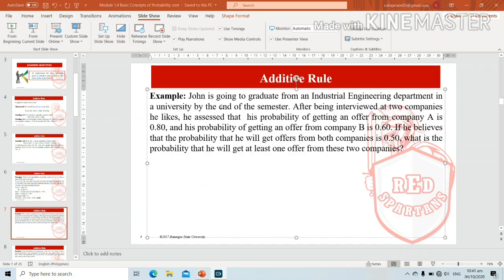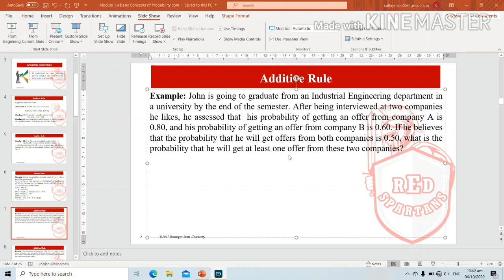Another example, so John is going to graduate from an industrial engineering department in a university by the end of the semester. So after being interviewed at 2 companies he liked, he assessed that his probability of getting an offer from company A is 0.80 or 80%, and his probability of getting an offer from company B is 60% or 0.6. If he believes that the probability that he will get offers from both company is 50%, so what is the probability that he will get at least one offer from these 2 company?